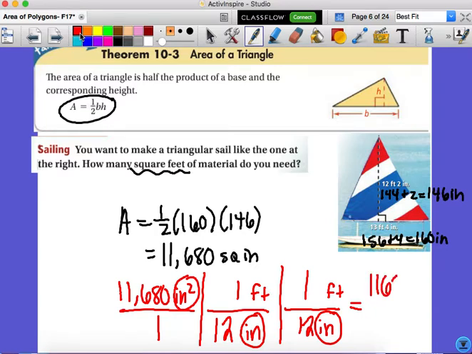So now I multiply across the top, multiply across the bottom, and divide. So 11,680 divided by 144 gives me 81 and 1/9, or 81.1 repeating. Since they want to know how many square feet we need, we would end our answer with feet squared. So we need approximately 81 and 1/9 square feet of material.